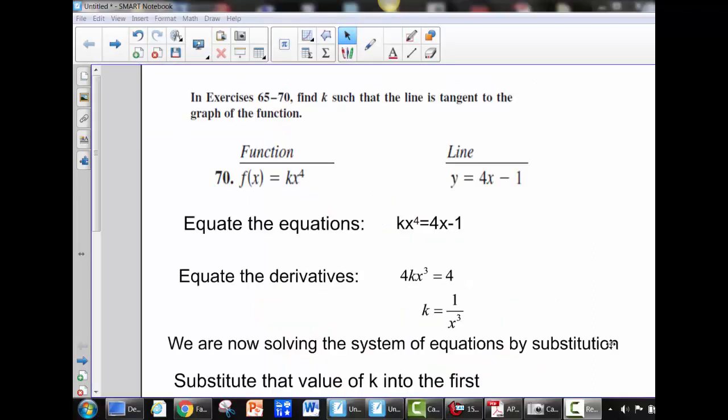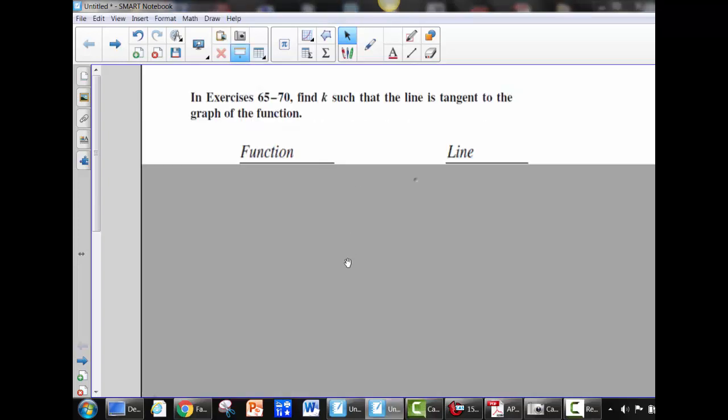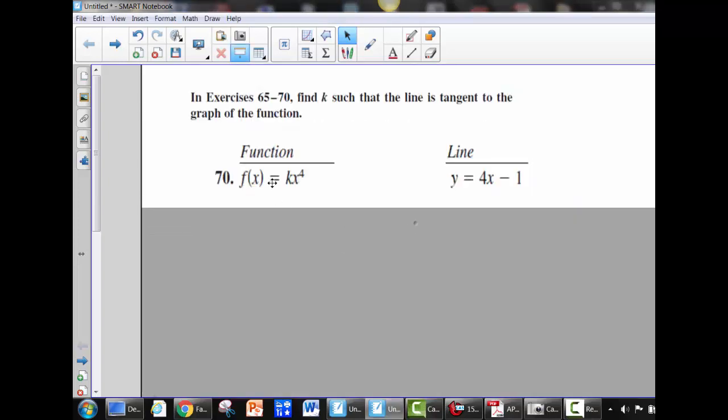Okay, in exercises 65 through 70, they're going to ask you to find the value of k, a constant, such that the line is tangent to the graph of the function they give you. So in number 70, here's the function, f of x equals kx to the fourth, and they want the line tangent to this graph to be the line y equals 4x minus 1.